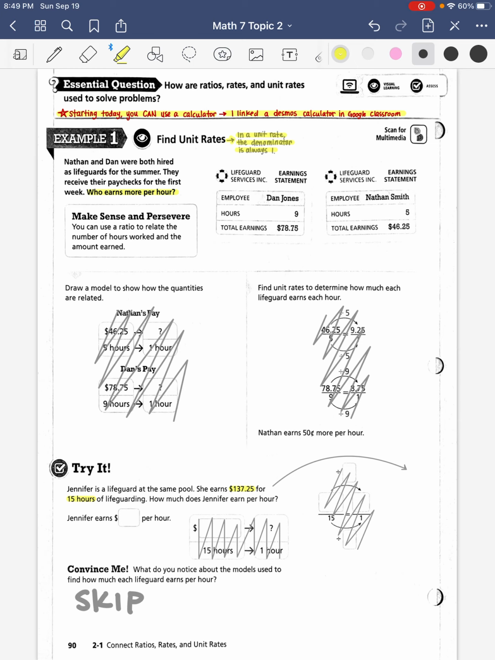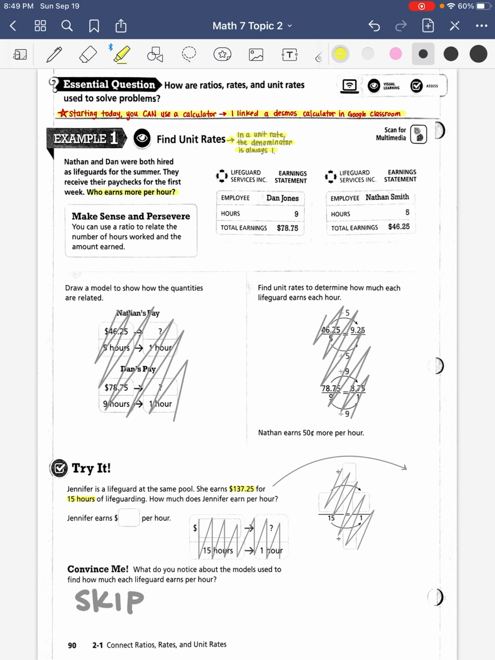But before we continue, I do want to let you know that starting today, you can use a calculator. I linked a Desmos calculator in Google Classroom for you to use. There's no need to use one of mine. Use that one in Google Classroom.